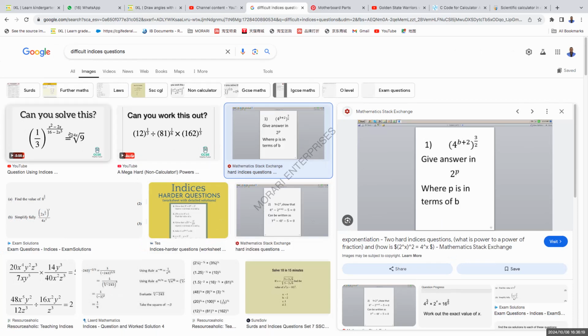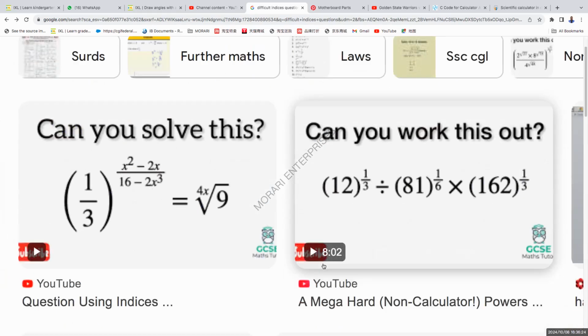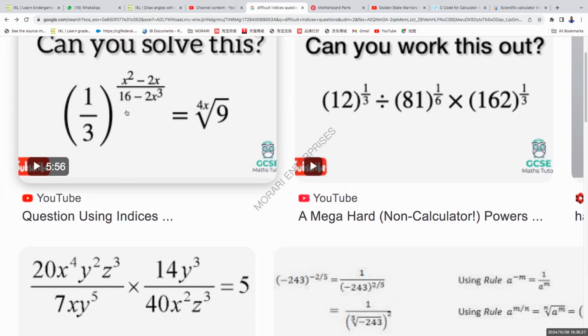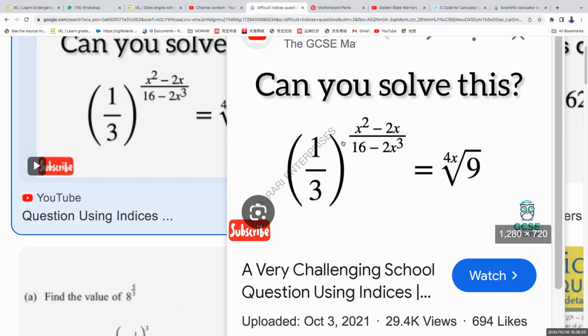Another question here is this one. Okay. Now, this one says what? The 4x root of 9. Now, root is what? When you have root, the 4x root of 9.